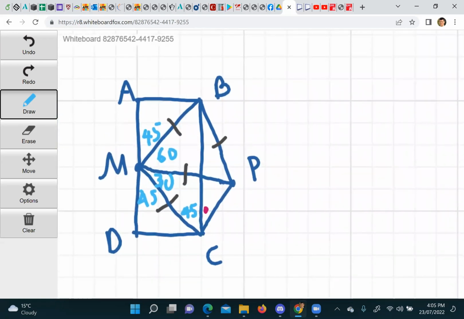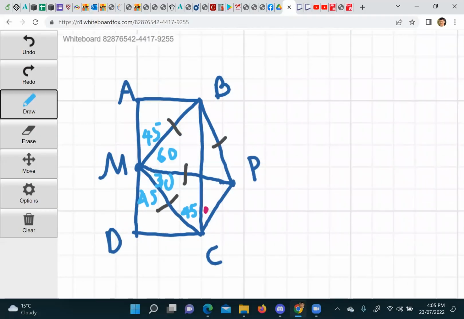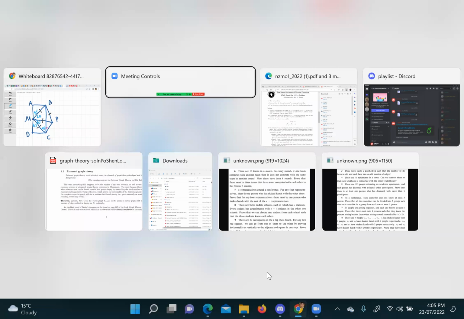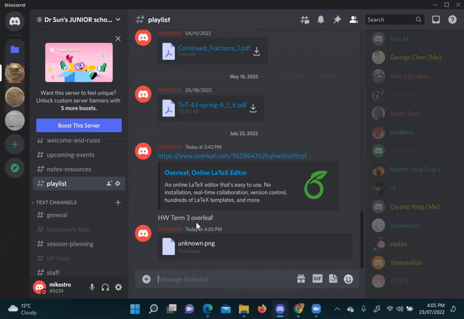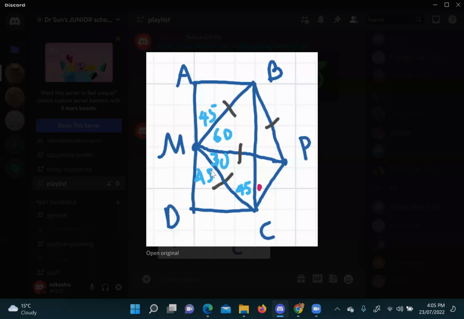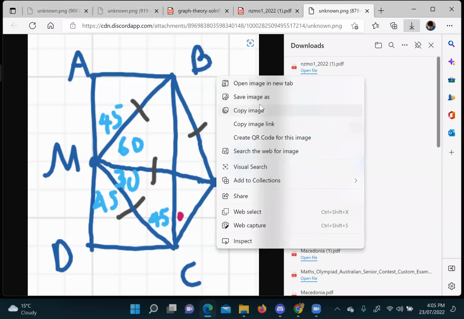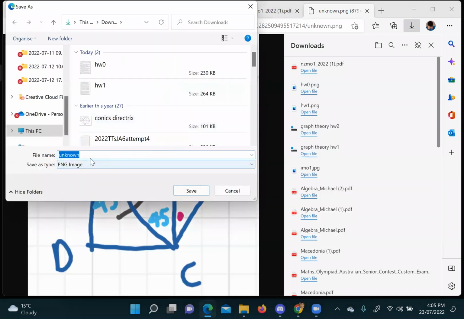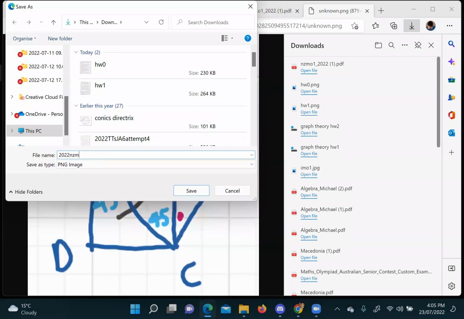Okay, so actually I have the benefit of taking a screenshot. I have a screenshot here, yeah? Right, and that's going to do. So I could just put it here. Oh, I could literally just save this as 2022 NZMO1 Q1 diagram, yeah?